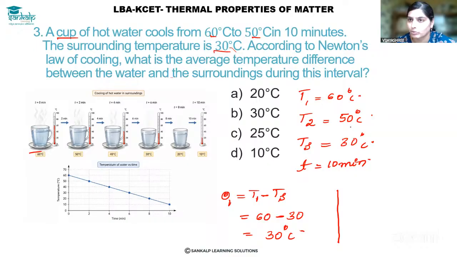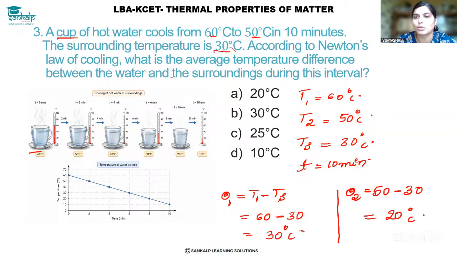Final temperature is 50 degrees, right? So we have to take the temperature difference at the end. Theta 2 is the final temperature, 50 degrees Celsius. Initial surrounding temperature is 30 degrees Celsius, which is equal to 20 degrees Celsius, right?